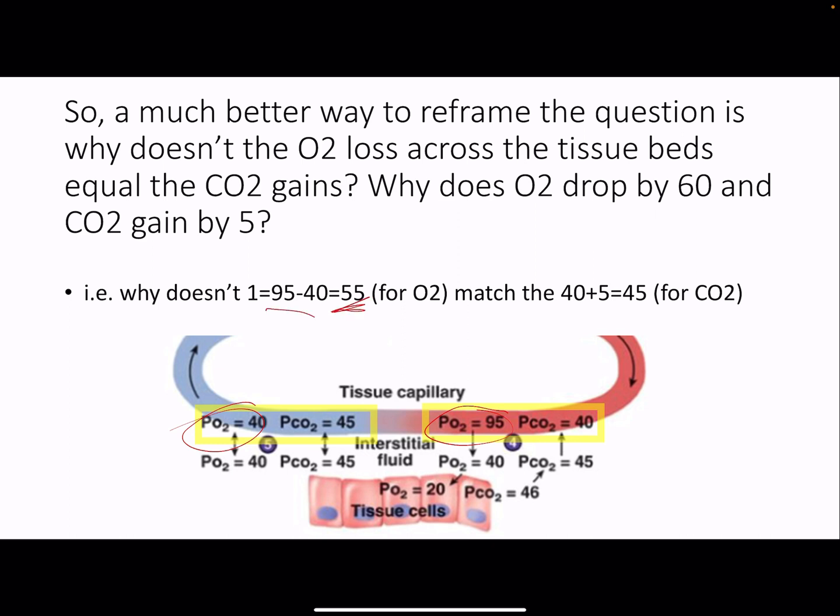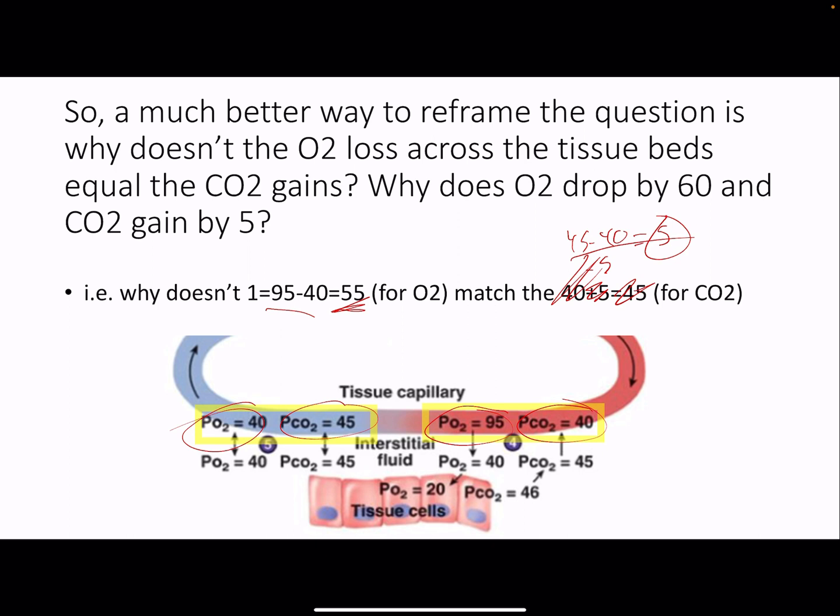Well, what about the CO2? The CO2 goes from 40 to 45. So it's a gain of 5. It should be 45 minus 40 equals 5. There we go. So it should be 5.